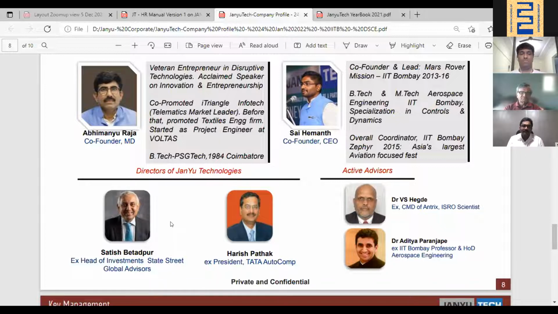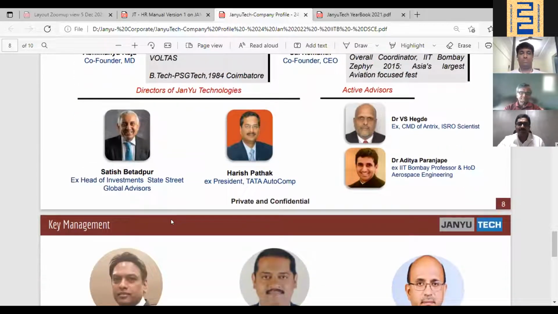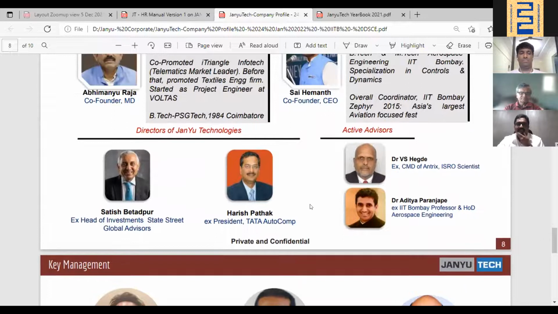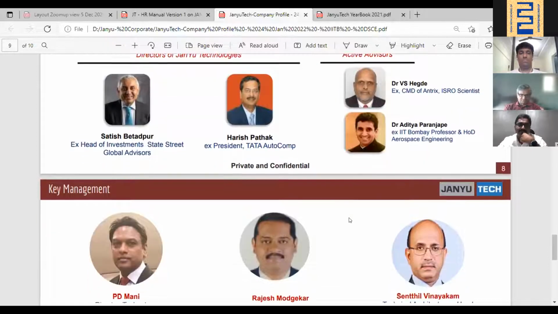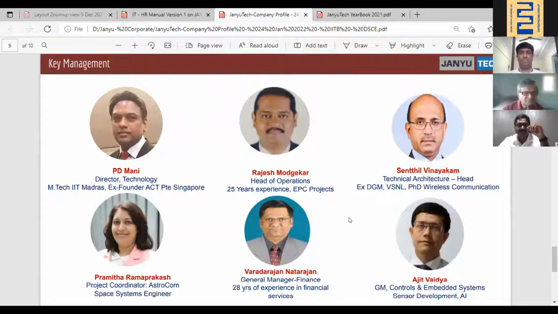So they need not do that from their stature or from their background, but probably because of the interactions and the relation we were able to build, they have that kind of attitude. And for some of our strategic areas, we have Dr. Hegde, Dr. Aditya Paranjpe. In fact, I did my master's under Dr. Aditya Paranjpe, and for one of the space-related consultancy projects, Dr. Paranjpe is still helping us or working with us at Genu. And you can see the rest of the team also, Mr. P.D. Mani or Rajeshji or Sendilji and Vardrajanji, Pramita Madam, Ajitji, all these people.